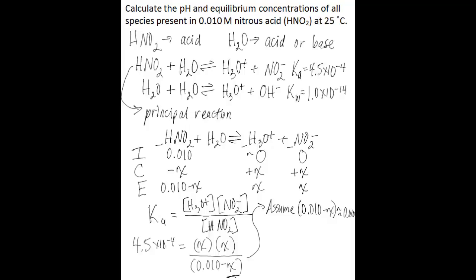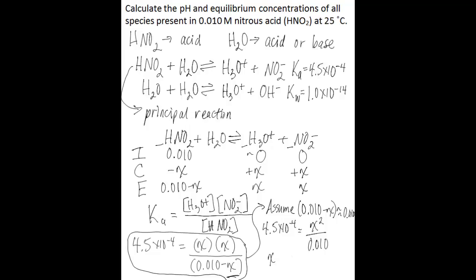So basically what we're saying is subtracting X from 0.010, or the initial concentration of nitrous acid, is not going to change the initial concentration of nitrous acid because it's so small. So in order to test this, we're going to rewrite this equation, substituting in 0.010 into the denominator and getting rid of that X, and see how it goes.